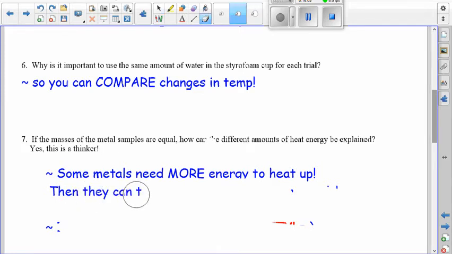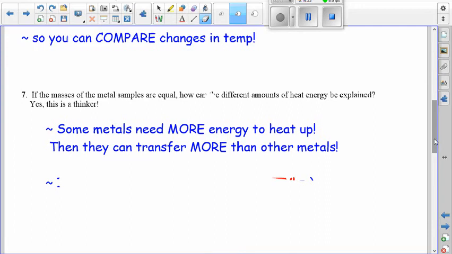So, metals that need more energy to heat up, that means they have more energy in them, which means they have more energy to send out when they're put back into the low temperature water. And here's the big idea. This next sentence you absolutely want to write down.